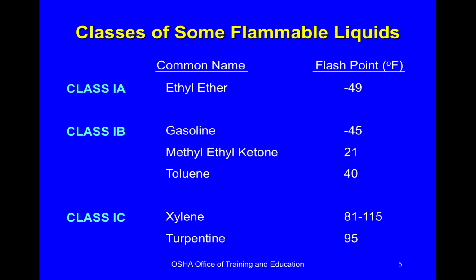So here's some common classes of flammable liquids. Class 1A would be like ethyl ether, has a flash point of negative 49 degrees Fahrenheit, very flammable. Gasoline, flash point of negative 45 degrees Fahrenheit. Turpentine is a class 1C, 95 degrees Fahrenheit.